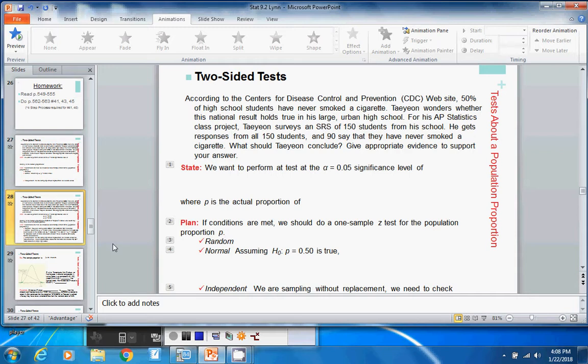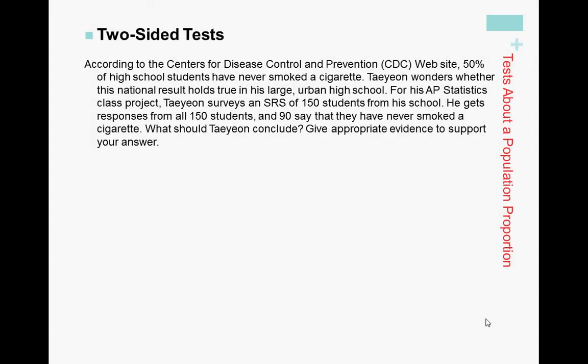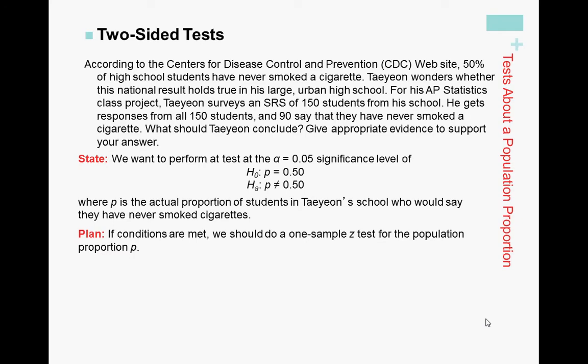Okay, much better. So state: we want to perform a test at the alpha equals 0.05 significance level with a null hypothesis of p equals 0.5 and an alternative hypothesis that p does not equal 0.5, where p is the actual proportion of students in Tyon's school who would say they have never smoked cigarettes. So we show our significance level, our null hypothesis, our alternative hypothesis, and we define what p is in this problem. Time to plan. If the conditions are met, we should do a one-sample z-test for the population proportion p.